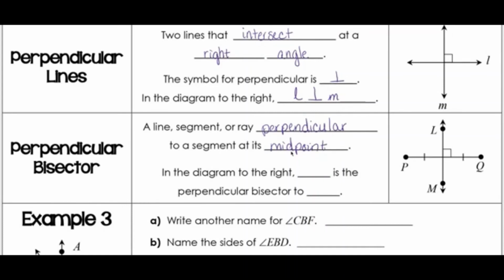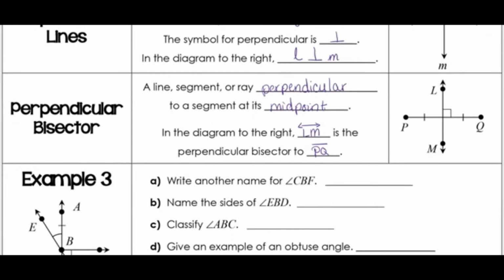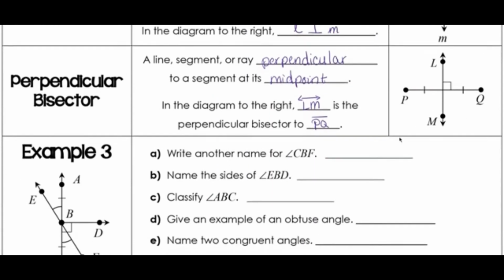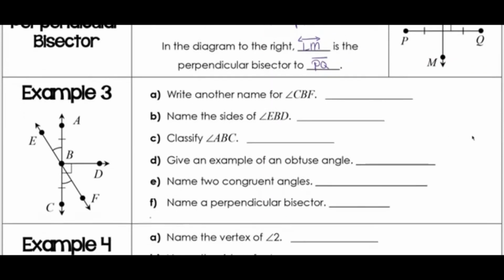In the diagram to the right, over here, we have these two lines. We have a line, LM, and we have a segment, PQ. So we can say that LM is the perpendicular bisector to PQ. So let's look at example 3 together, and then I'll have you do example 4. And you could look at example 4 in the key to see how you did.